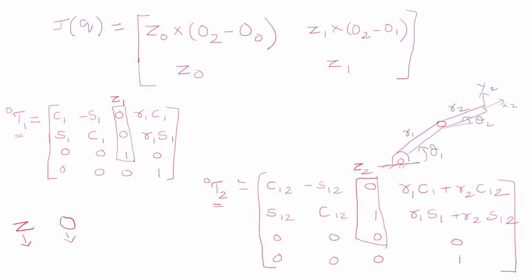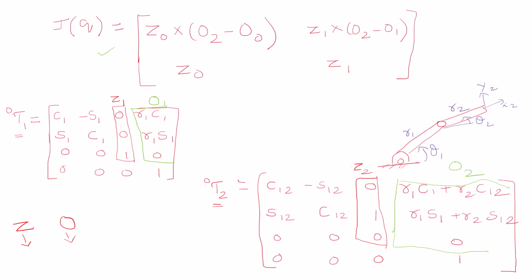Likewise, here we also want O, that is the position. This is nothing but your O1, and this part of the transformation matrix is your O2. Once you get the transformation matrices, you can get Z1, O1, and likewise Z2, O2. Then just substituting in this formula, you can get the Jacobian matrix.